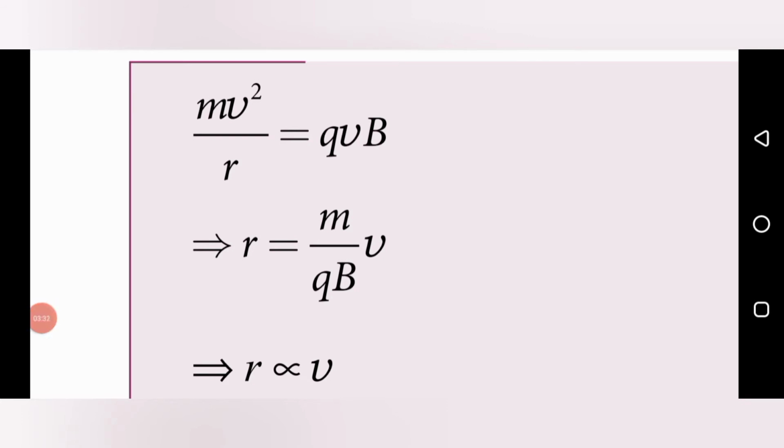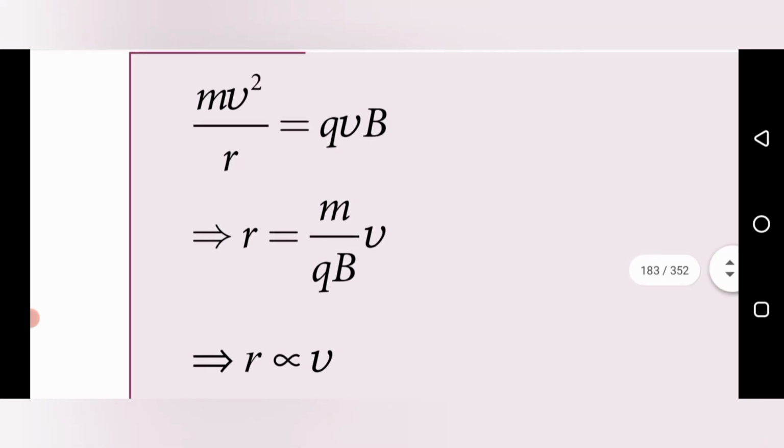See the expression. The centripetal force is equal to the magnetic Lorentz force. So mv² by r is the centripetal force, equal to qvB. Rearranging the equation, v cancels and r is equal to m by qB into v. Here m by qB are all constants: m is the mass of the electron, q is the charge of the electron, B is the magnetic field used, and v is the velocity of the electrons.